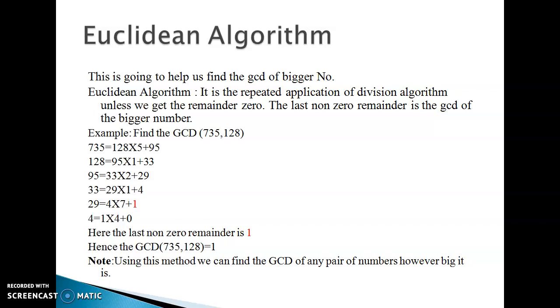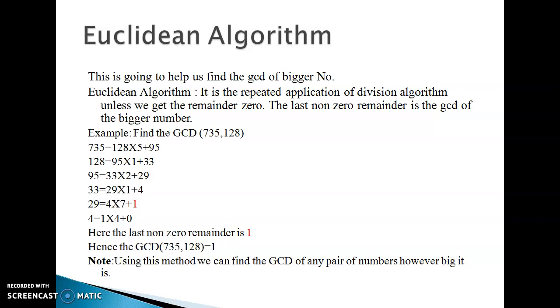What is the Euclidean algorithm? It is nothing but the repeated application of the division algorithm until we get the last remainder to be 0. And the last non-zero remainder is called the GCD of the bigger numbers. To understand this definition in a simpler way, I have considered an example, to find the GCD of 735 and 128. 735 is the greater of these two numbers.